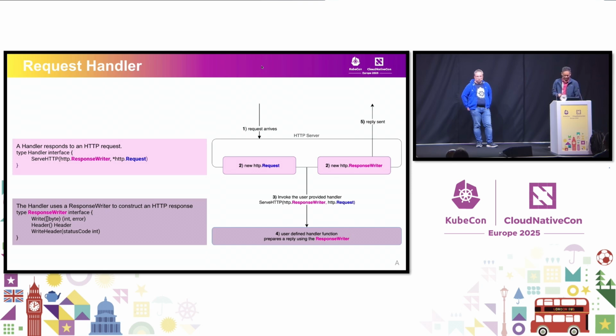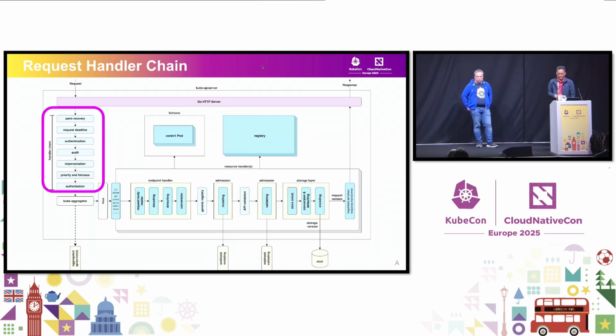The API server does not have a single monolithic handler function that serves the entirety of the request. Rather, we have a chain of handler functions, each of which is responsible for serving a certain aspect of the request. And the API server builds the handler chain when it starts.